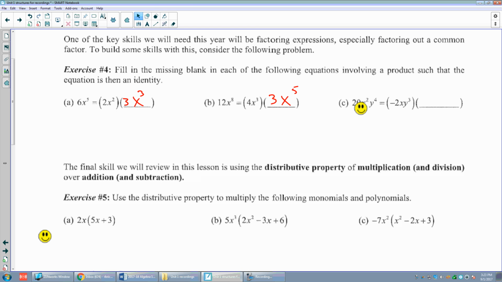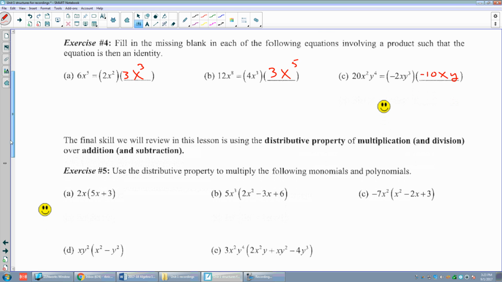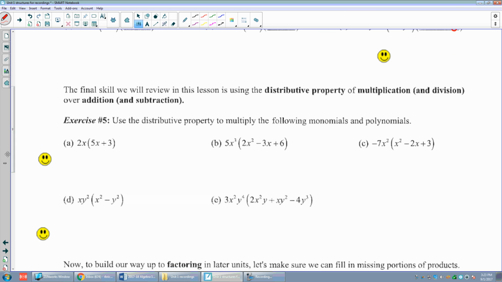Now over here. -2 times what is positive 20? Must be -10. Negative times negative is a positive. Okay, now x times what is x squared? X times x is x squared. Right, 1 plus 1 is 2. 3 plus what is 4? 3 plus 1 is 4. Got it. If you have any questions, remember, ask me in class.